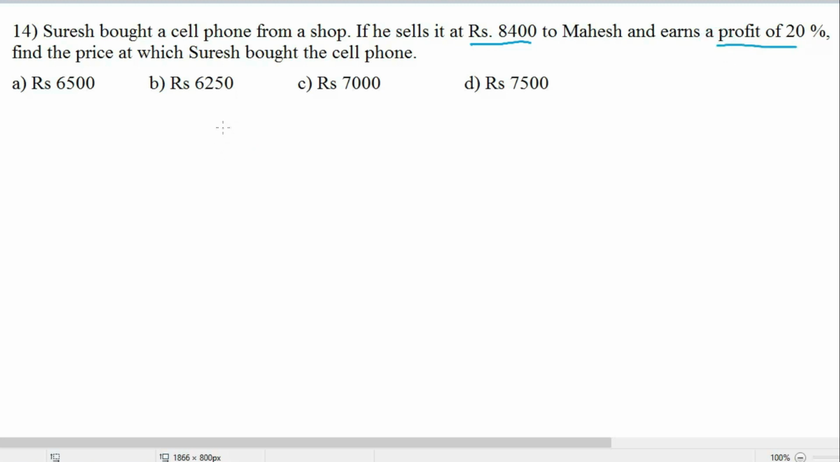100% plus 20%, 120% equal to 8,400. 0 0 cancel. 12% equal to 840. 12 one times, 12 7 times. 0 0. 1% equal to 70.